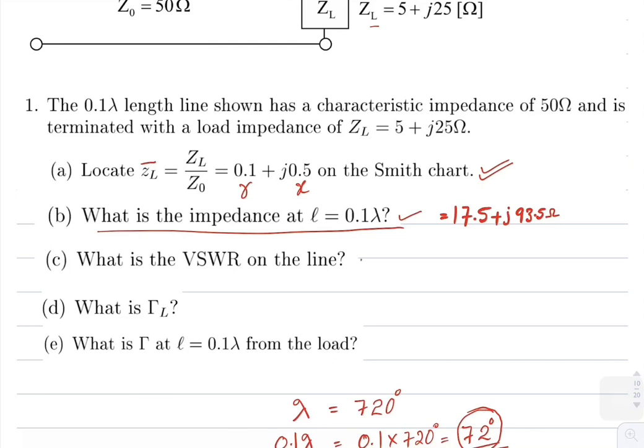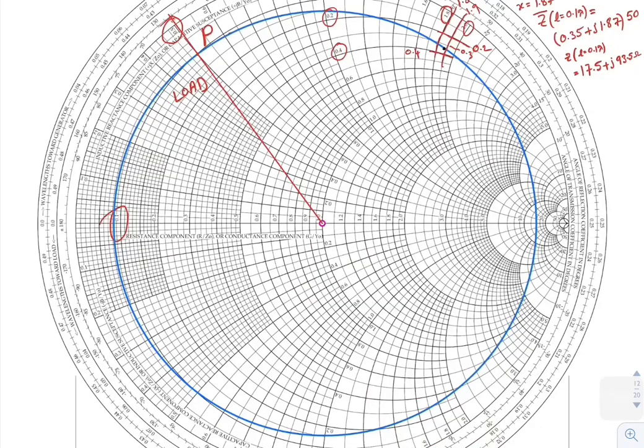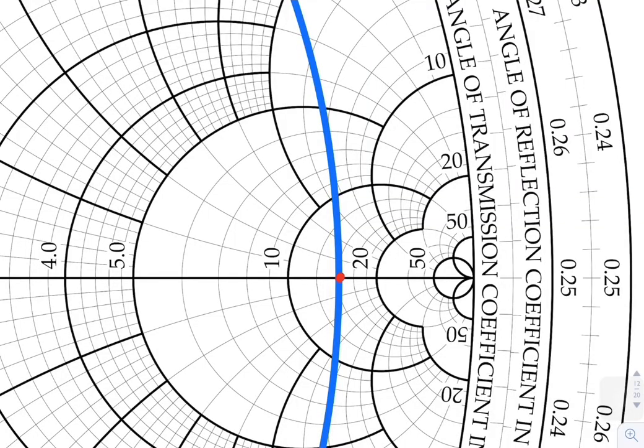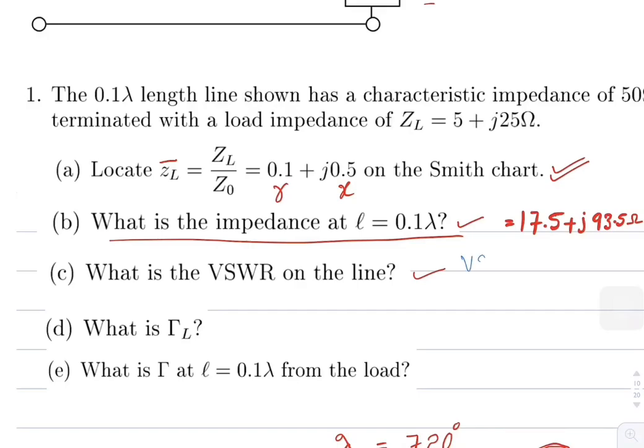The third question is, what is the VSWR on the line? It is the point of intersection of positive gamma axis and gamma circle, that is this point. And you can observe this value is 10, this value is 20 here, this value will be 12, this value will be 14, 16, 18, 20. Therefore, the value of S is equal to 14. Therefore, VSWR equal to 14.